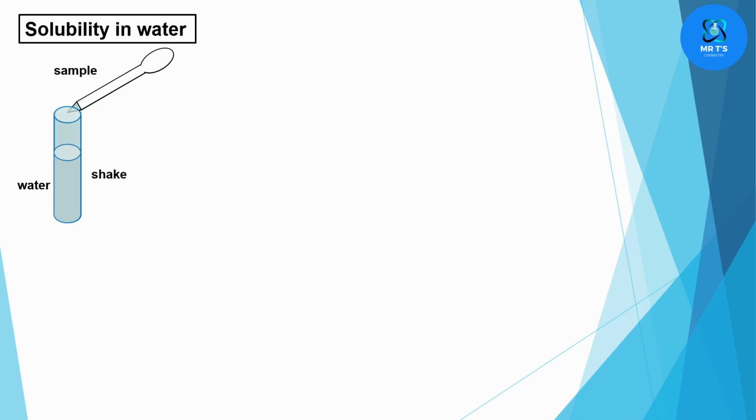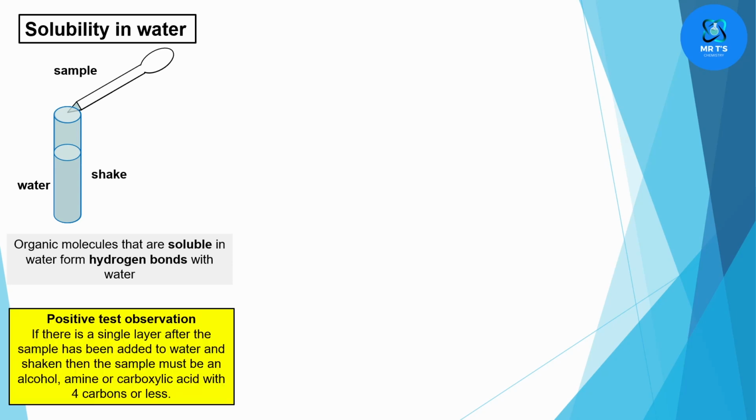And if the experiment here, or what's in the test tube, only forms one layer, then it's because this molecule is soluble, and it's because it forms hydrogen bonds with water. So if there's a single layer after the sample has been added, it means that the sample we've added must be an alcohol, an amine, or a carboxylic acid that has 4 carbons or less. So it must have an alcohol group, an amine group, or carboxylic acid groups, and it must have 4 or less carbons in its chain.